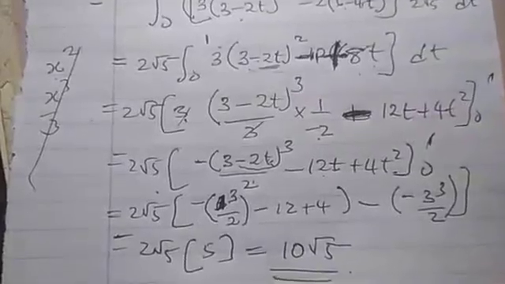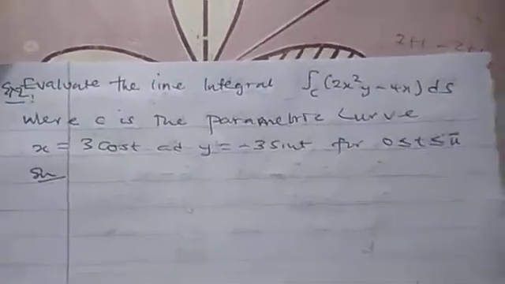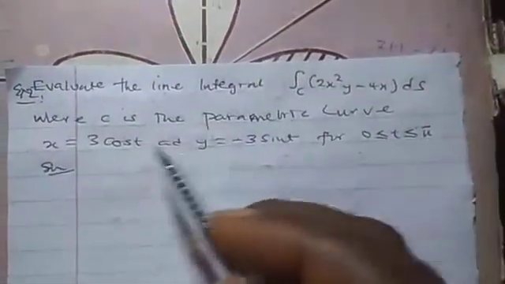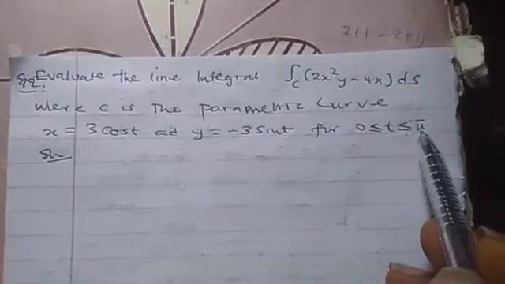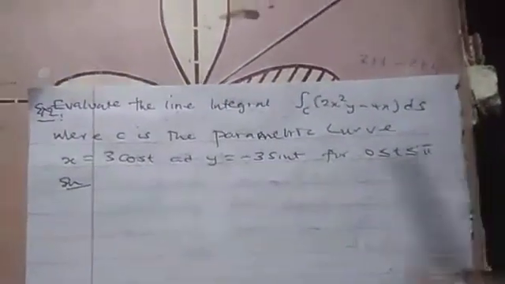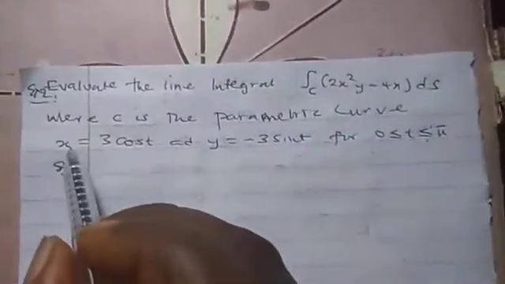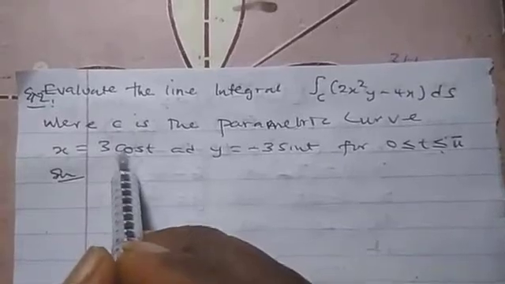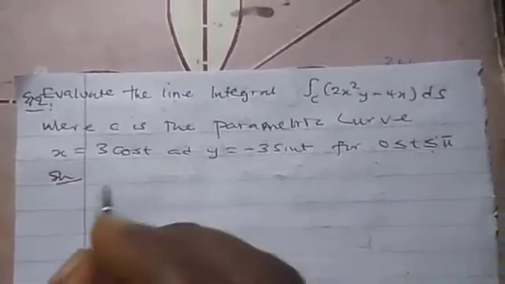Now let's take another example. So we have example 2 here. We want to evaluate this line integral where c is this parametric curve and t is going from 0 to pi. Thank God, here it's not like the other one where we had to find the values of x and y. Here we have been given the expressions for x and y in terms of t.